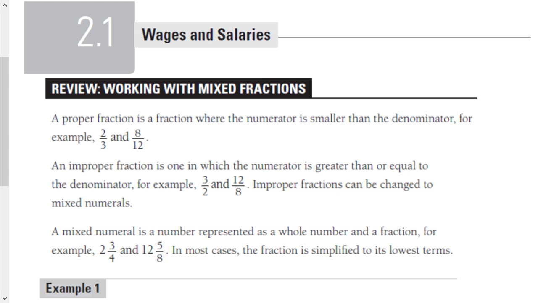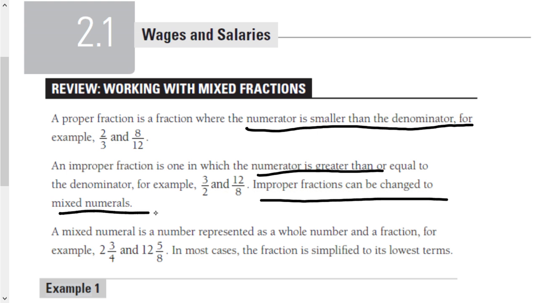So remember, a proper fraction is where the numerator is smaller than the denominator. An improper fraction is where the numerator is greater than or equal to the denominator. Improper fractions can be changed to mixed numerals. Mixed numerals have a whole number and a fraction, so 2 3/4 and 12 5/8.